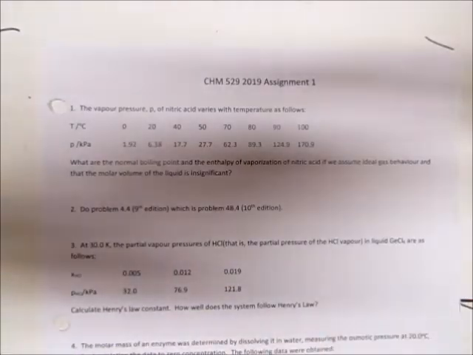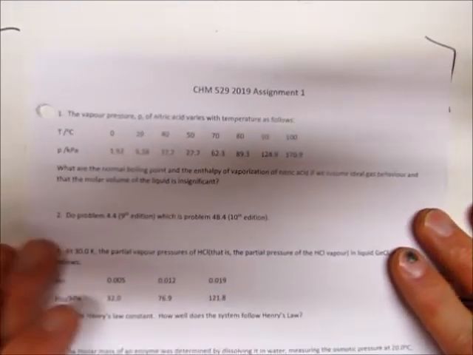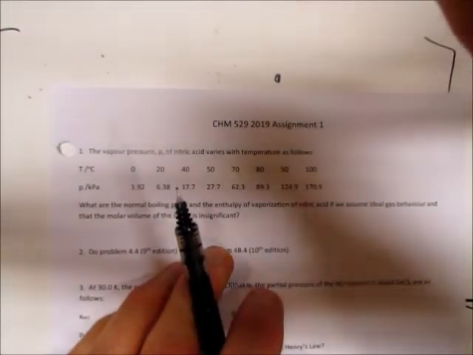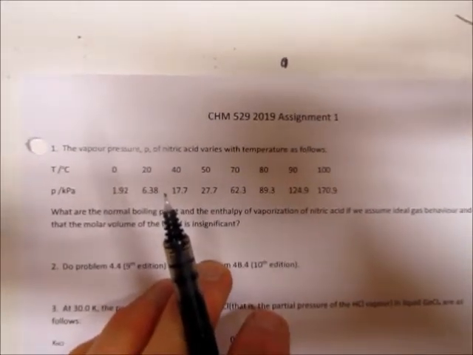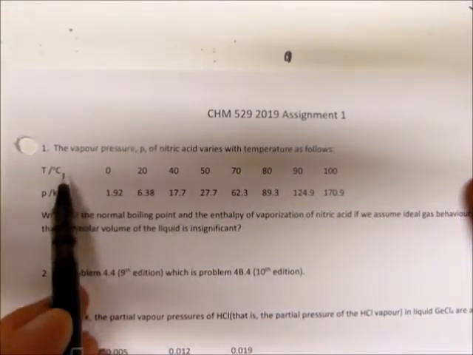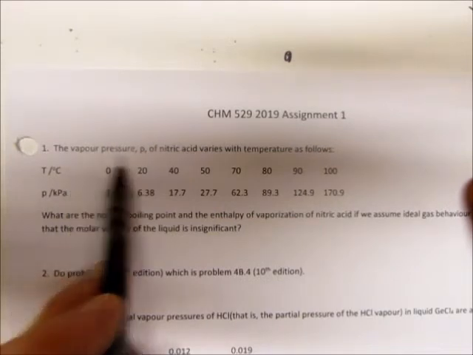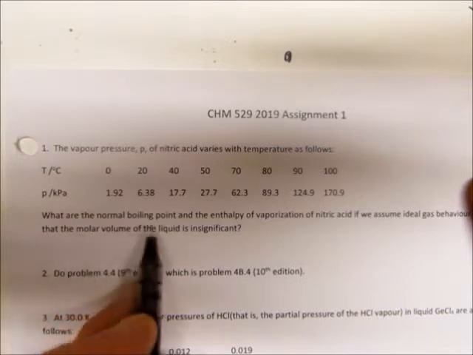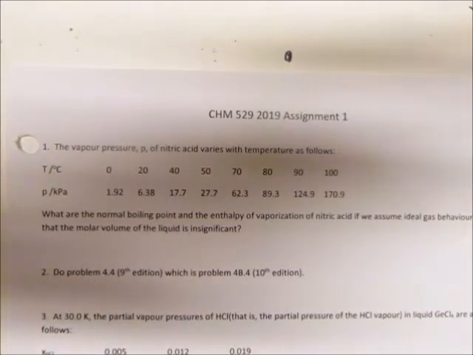So now we're looking at the first question. This is taken right out of your textbook as well, and I could zoom in on this a little. The vapor pressure of nitric acid varies as this. So what are the normal boiling point and the enthalpy of vaporization?